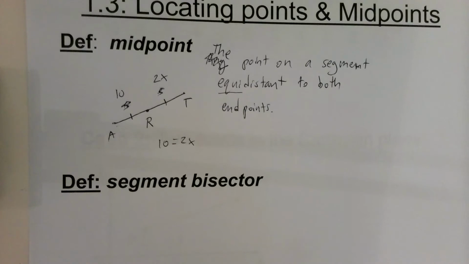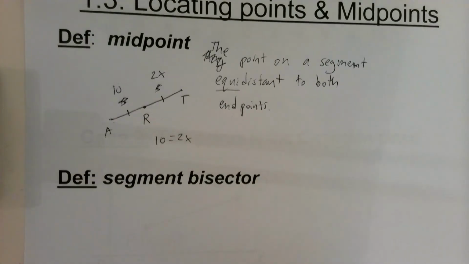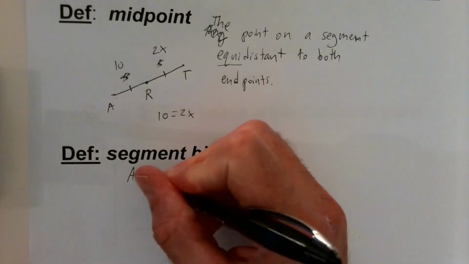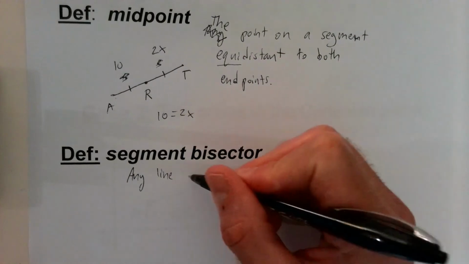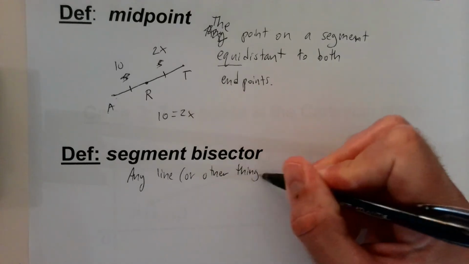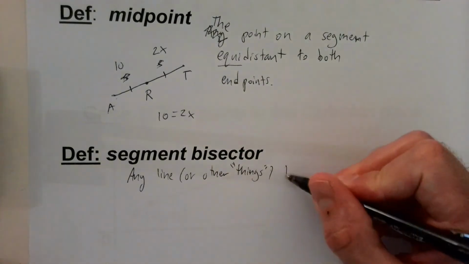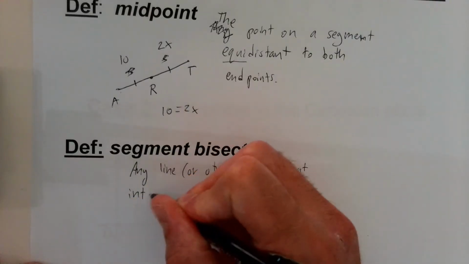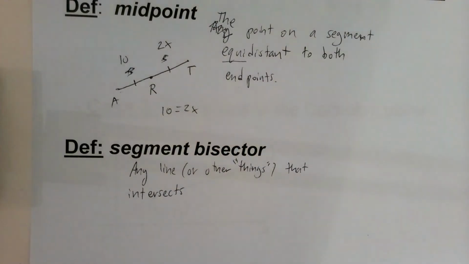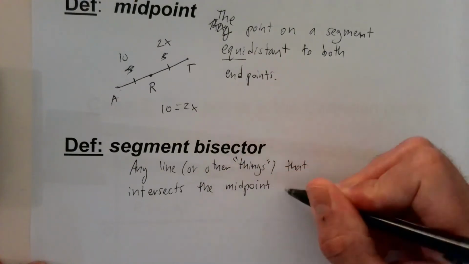Okay, so there's something that might pass through that. Anything that passes through your midpoint is going to be what we call a segment bisector. We're going to use this word a lot this year. Bisect just means chops exactly in half. We're going to look at segment bisectors and angle bisectors. So a segment bisector is any line, and for now I'm just going to say, or other things, because we're going to study some other things a little bit later on that can also do this, that intersects. All that means is it hits or it passes through the midpoint of a segment.